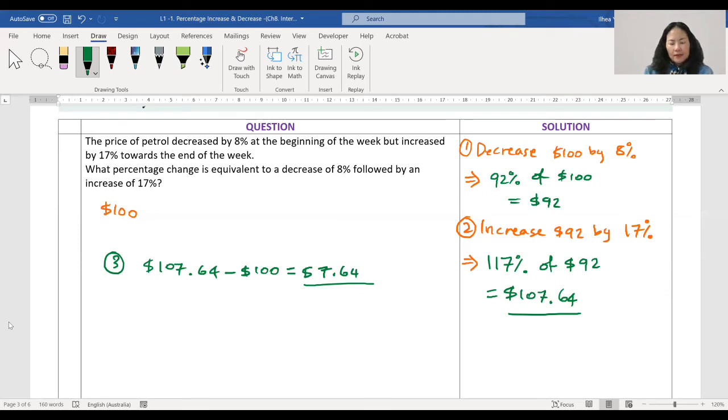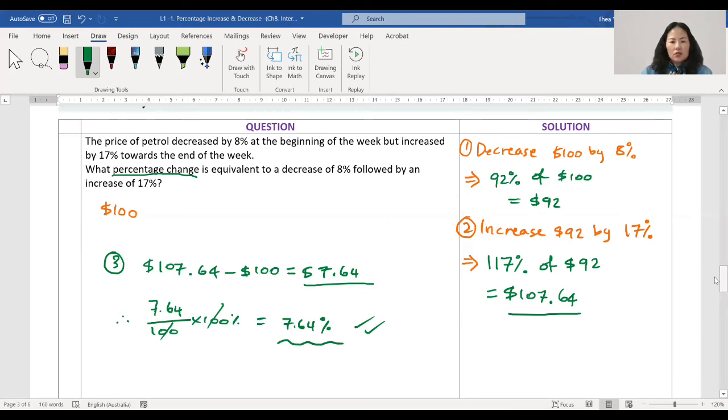So now I'm going to put it in a percentage because it's asking for percentage change. $7.64, I mean, it's obvious it's going to be 7.64%, but if you want, this is how you do it. We will get 7.64%. That means a 7.64% increase overall.